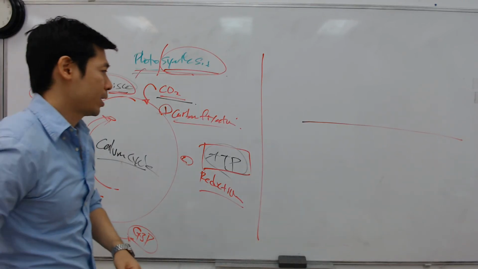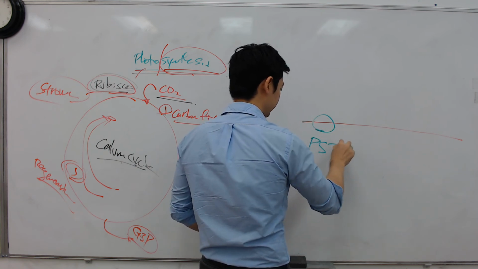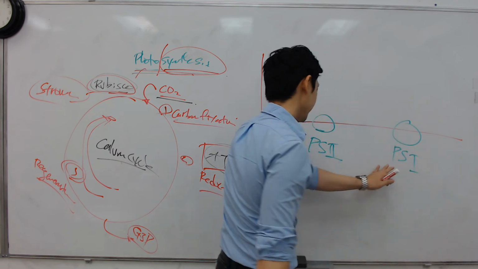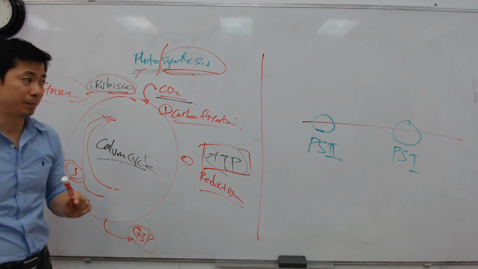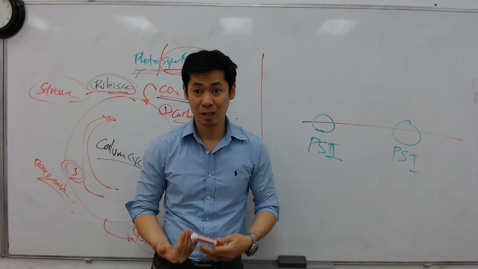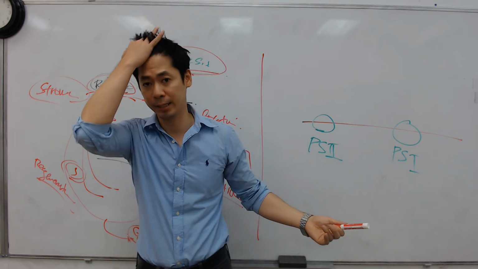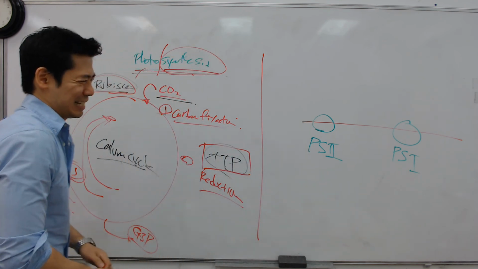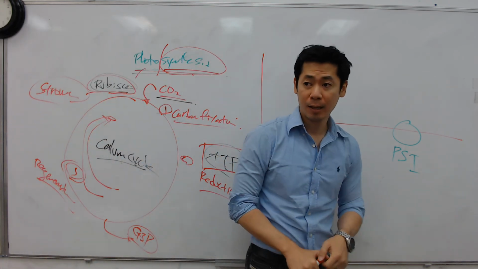Listen carefully now. The thylakoid membrane has something we call a photosystem. There are two different photosystems, by the way: photosystem 1 and 2. These photosystems have a pigment, you've probably heard of this, called chlorophyll. Chlorophylls are found in photosystem 2 and photosystem 1.